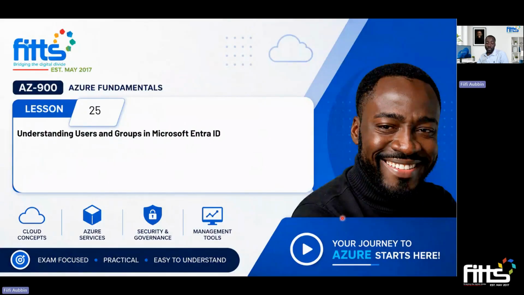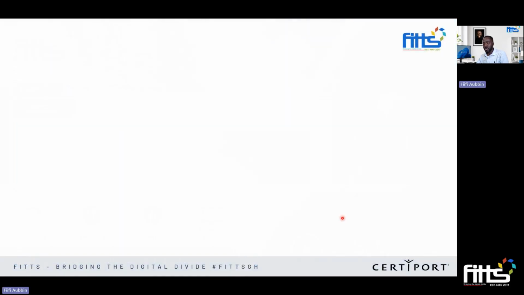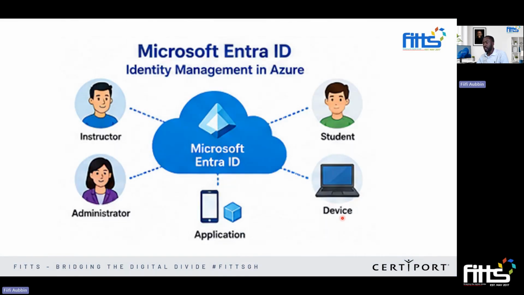So this is lesson 25, and we'll be looking at understanding users and groups in Microsoft Entra ID. The focus will be to look at who users are, what groups are, the types of users available to us, the group types, and why organizations use groups. So just focus, simple, but we'll take our time to understand them.